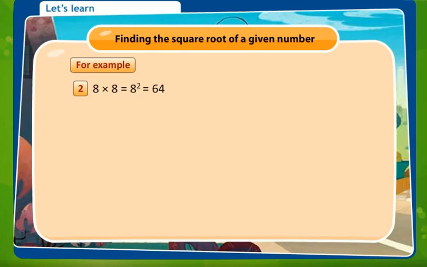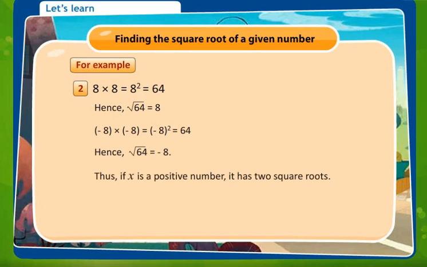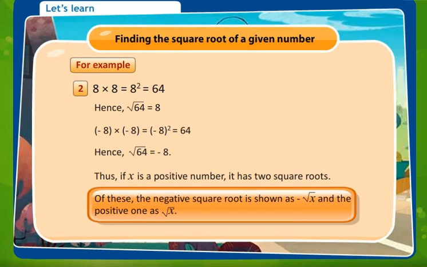Now 8 into 8 is equal to 8 square, which is equal to 64. If I have to find the square root of 64, it is equal to 8. That means the answer is 8. Now minus 8 into minus 8 is equal to minus 8 square, which is also equal to 64. So whether it is 8 or minus 8, the square root can be 8 and minus 8 both. Thus, if x is a positive number, it has two square roots. Of these, the negative square root is shown as minus root x and the positive one is shown as root x.